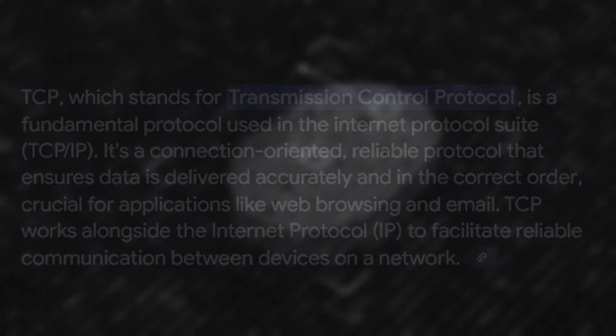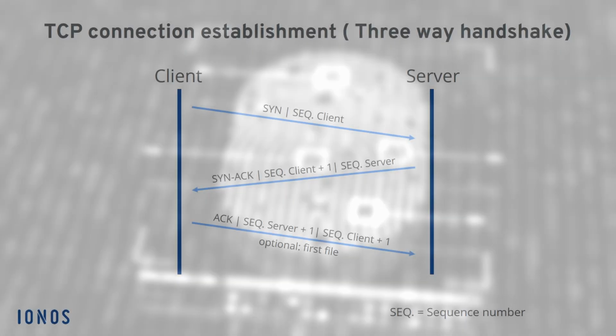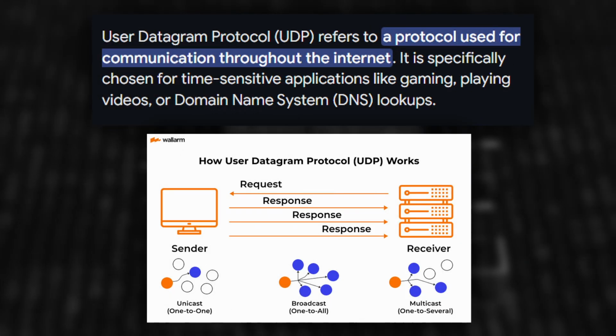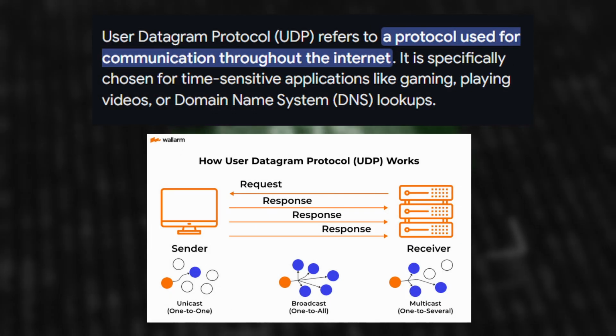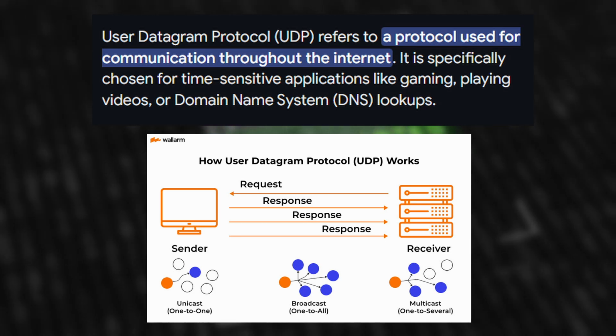TCP is like sending a registered letter. You get tracking, delivery confirmation, and your message arrives in order and without errors. UDP is more like tossing leaflets from a plane, fast and efficient, but no guarantees it'll reach everyone or even arrive in the right order.